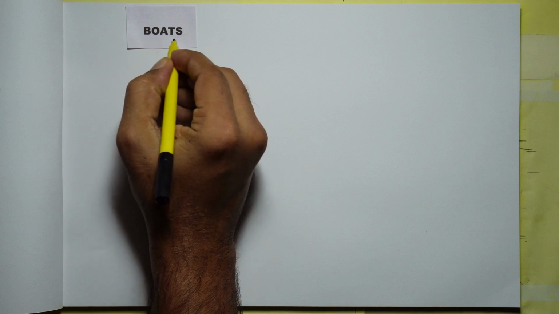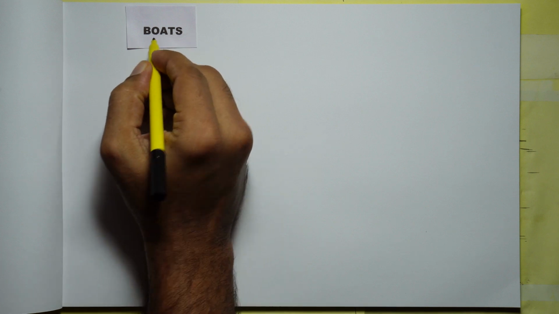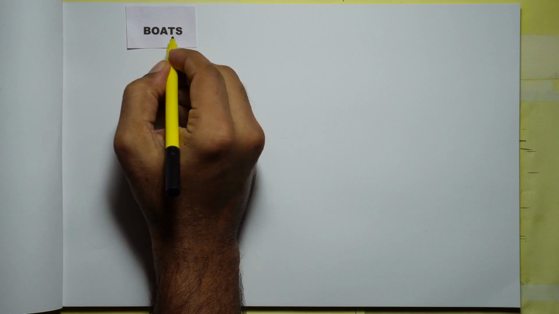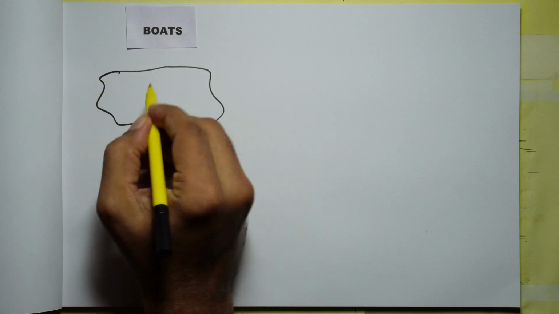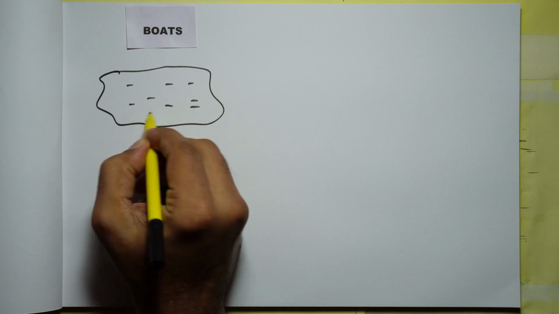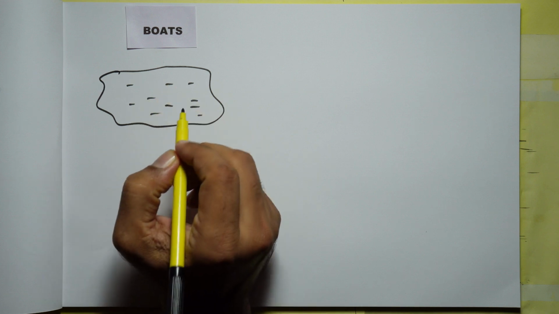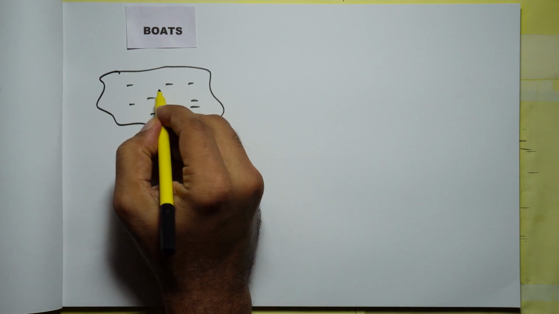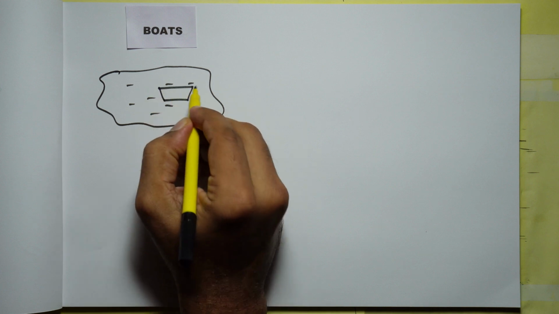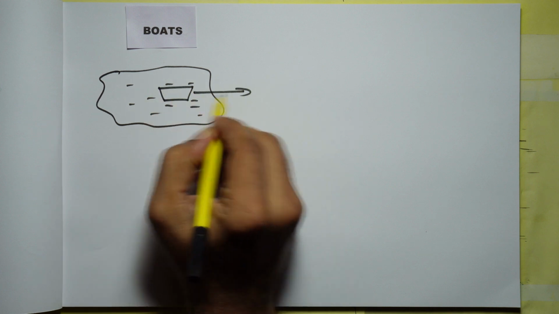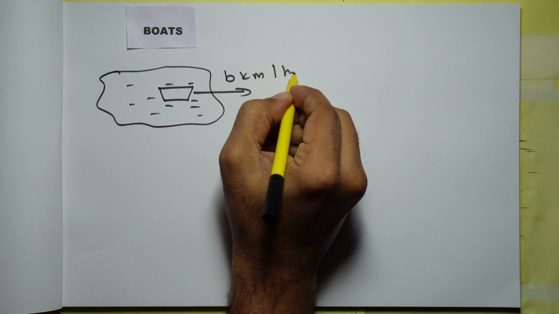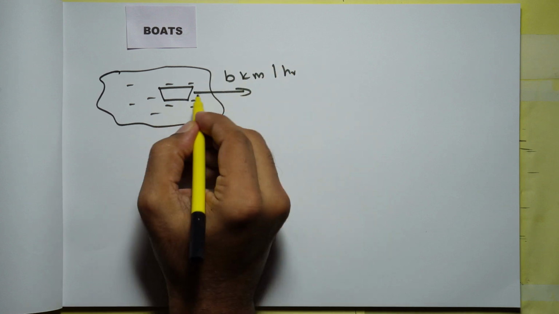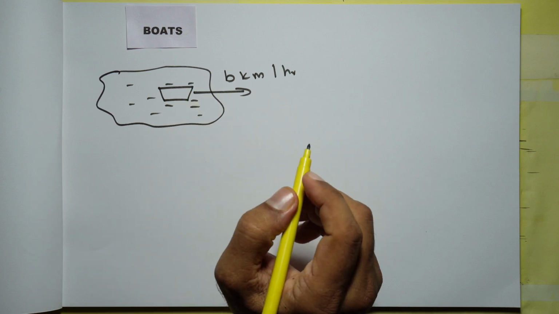Let us start with the topic boats. Now questions on effective velocity usually come as boats. Now you have a lake here, still water or stagnant water, that is, water does not move. And you have a boat here, and the boat in still water can move at b kilometers per hour.